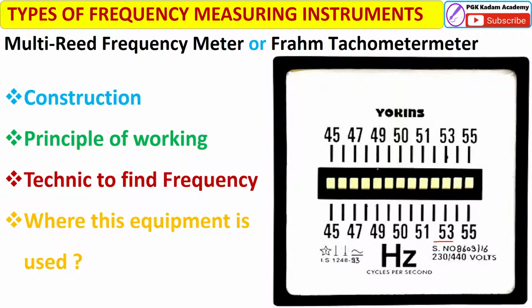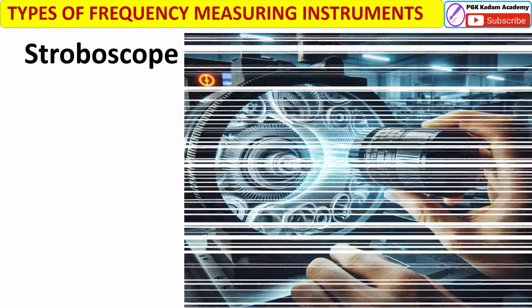It's a passive type. There is no electricity there. It works based on the resonance principle. When this reed vibrates, then the frequency becomes 50. So we can say the frequency is 50 hertz. Different types of multi-reed frequency meters are available according to your requirement.